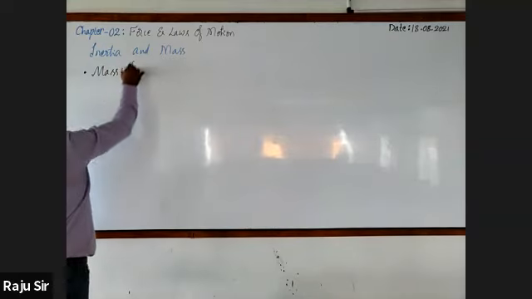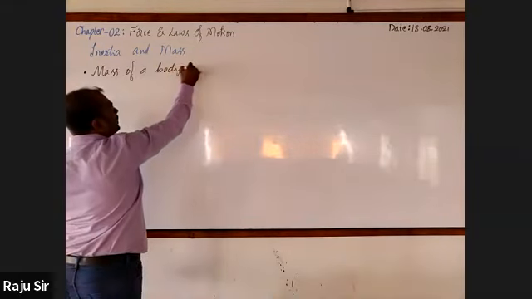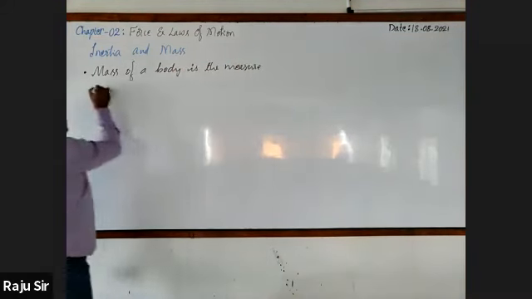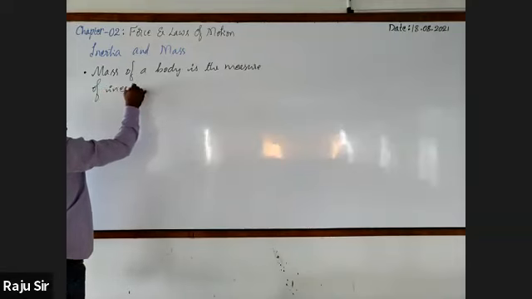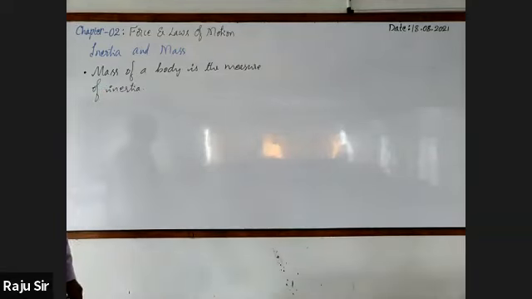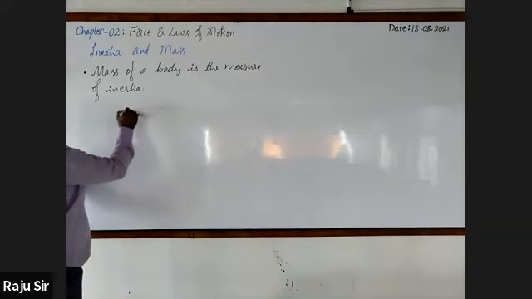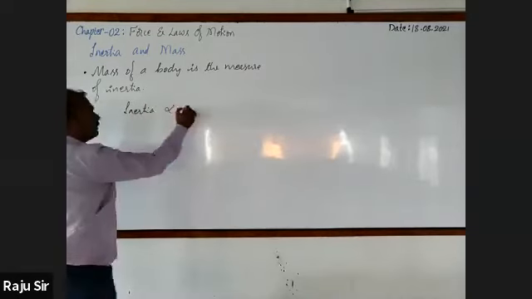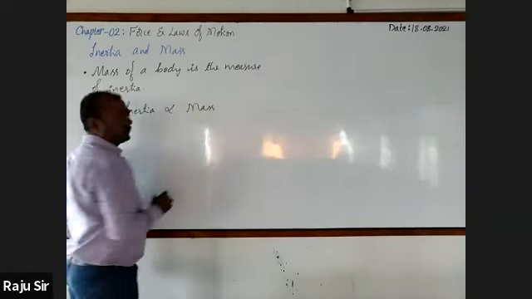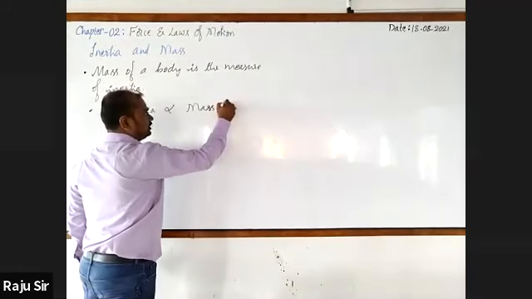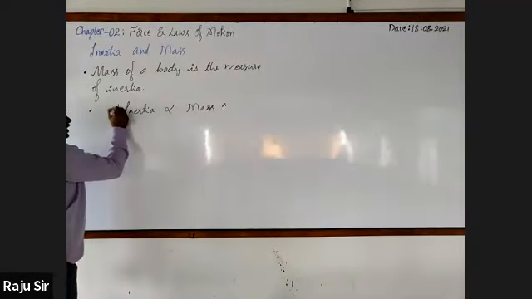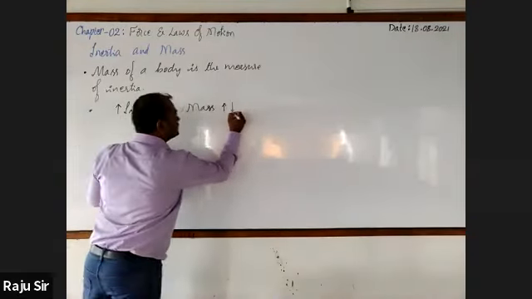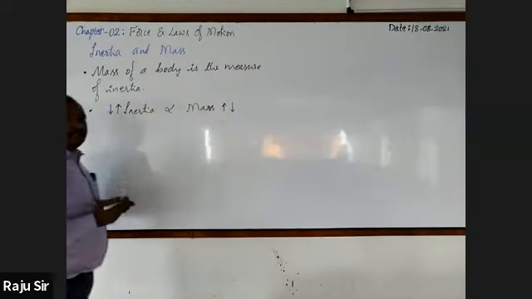Mass of a body is the measure of inertia. So we can also write inertia is directly proportional to mass. For your reference, I am writing: as the mass increases, inertia also increases. As the mass decreases, inertia also decreases.